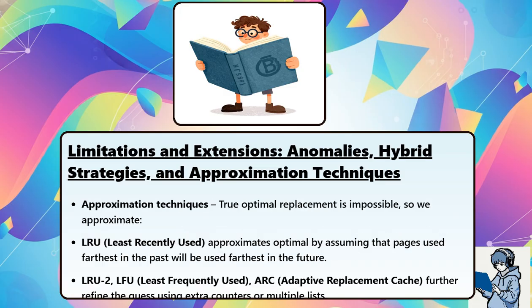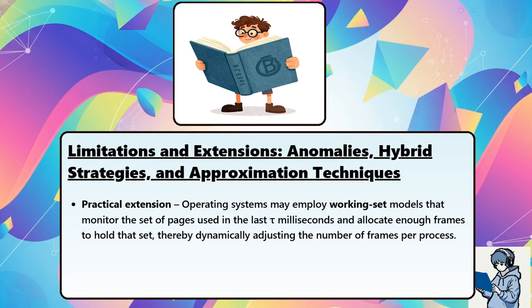Approximation techniques. True optimal replacement is impossible, so we approximate. LRU, least recently used, approximates optimal by assuming that pages used farthest in the past will be used farthest in the future. LRU-2, LFU, least frequently used, and ARC, adaptive replacement cache, further refine the guess using extra counters or multiple lists. Practical extension: operating systems may employ working set models that monitor the set of pages used in the last tau milliseconds and allocate enough frames to hold that set, thereby dynamically adjusting the number of frames per process.